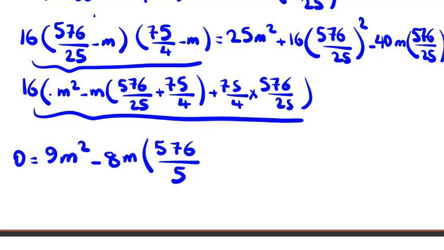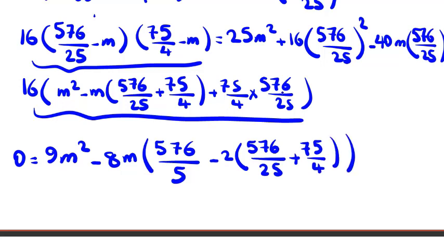And if I take this, we have 2 here. It will be, taking it to this side, negative 2. It will be plus when you take it here, but because we factored a minus here, we write negative 2, 576 over 25 plus 75 over 4. And from the constant, we can factor out 16, 576 over 25. It will be plus 16 times 576 over 25.